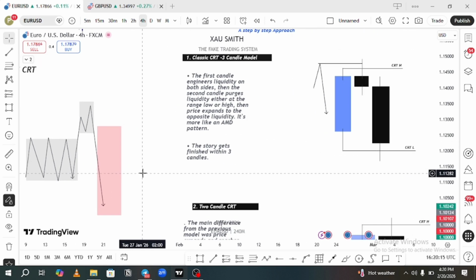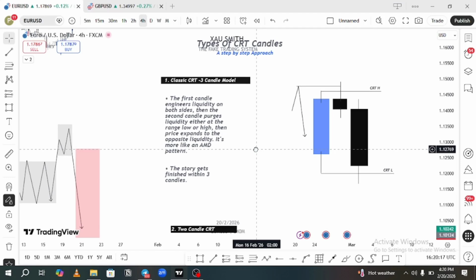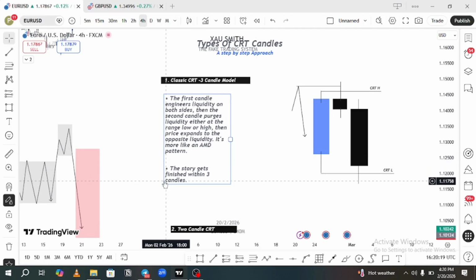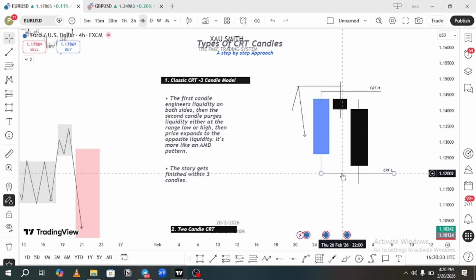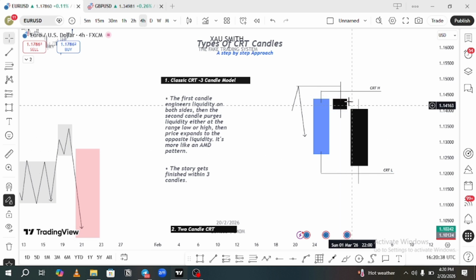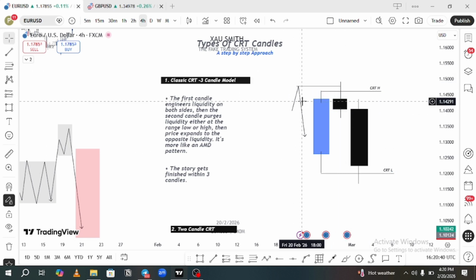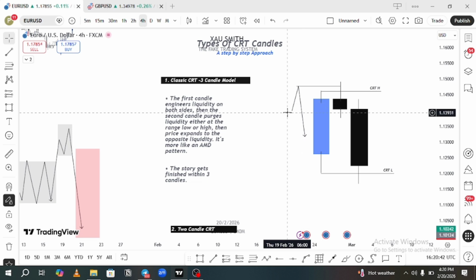So the second point here is that the story gets finished within the third candle. When we have our CRT candle like this, our first candle identifies the high and the low of it, which is very important. Now we want to see the second candle coming to take out the high or the low, in any case of the market phase, right? You want to see the market taking out the high or the low and mitigating your key level, right?